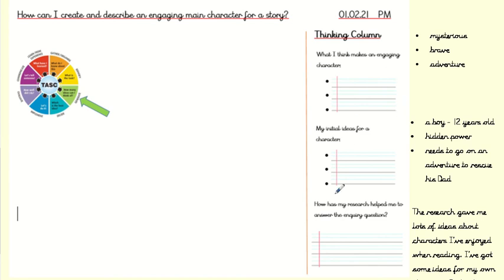And we've got 3 reflection points. So again, you're going to think about what makes an engaging character. Have you changed your mind? Or is there something you'd like to add to your list? Do they need to be mysterious or brave or adventurous? Do you have some ideas now for an initial character? For example, would you like a character to be a boy who's 12 years old? Perhaps he has a hidden power. Perhaps he's going to go on an adventure to rescue his dad. Any ideas that you have at this point about your character, jot down in your thinking column.